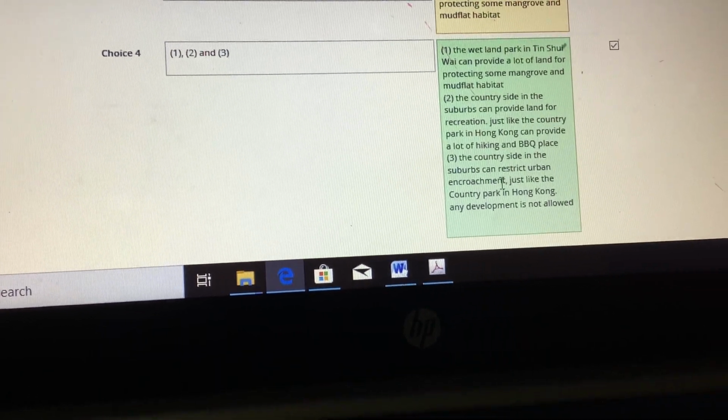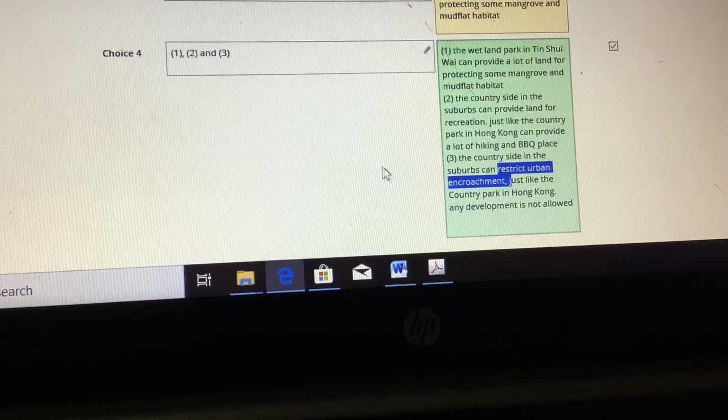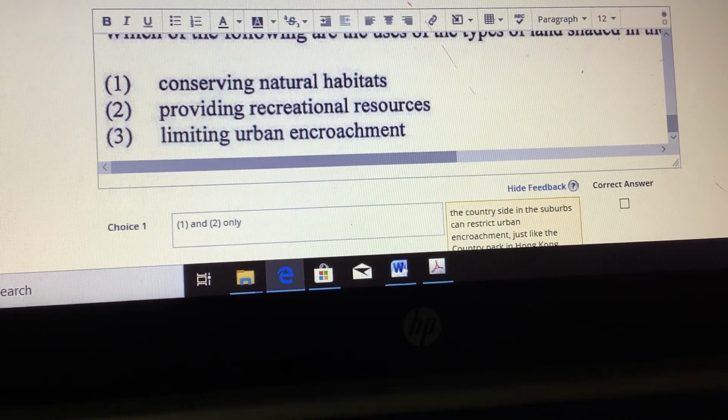Okay, because most of them are country parks, and in country parks we are not allowed to build anything. We are not allowed. It restricts all kinds of development.